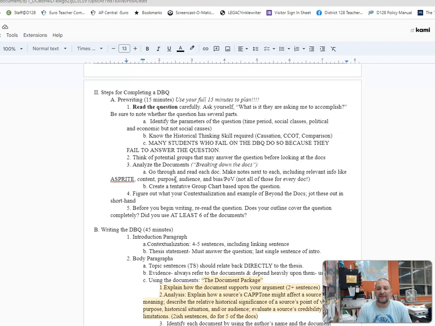You're then going to create a tentative group chart based on the question. So that's going to start putting these documents into groups. As part of your pre-writing, I want you to take a minute to figure out what your contextualization will be, and an example of beyond the docs. You don't have to write it fully out, but what would you use, just in shorthand? What are you going to use? So when you get to writing your essay, you already have those thought out. And then lastly, before you begin writing, reread the question again. Does your outline, does everything you just did there cover the question completely? Did you use at least 6 of the documents? Did you use all 7 of the documents?